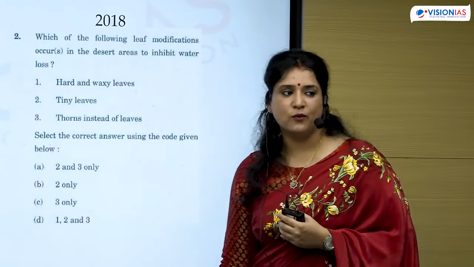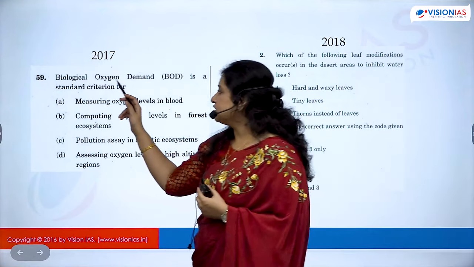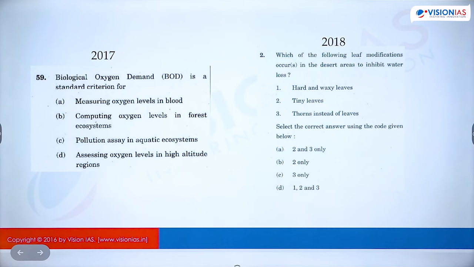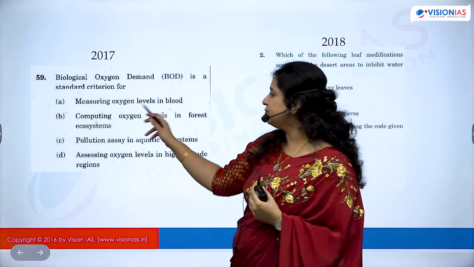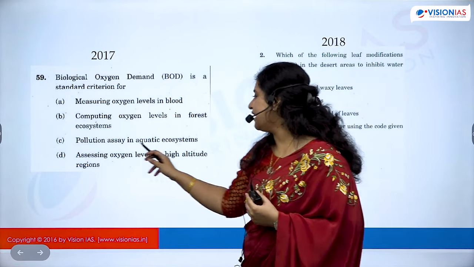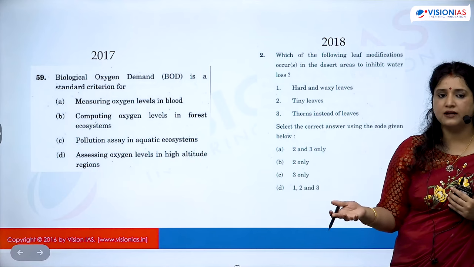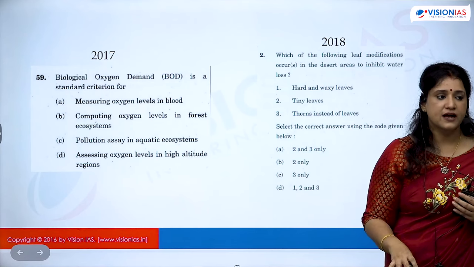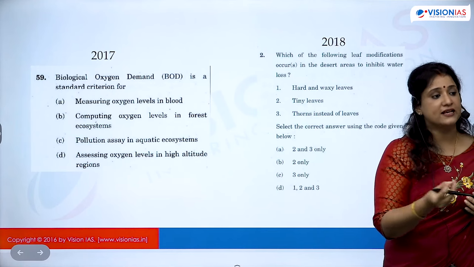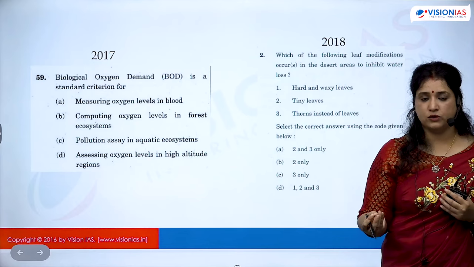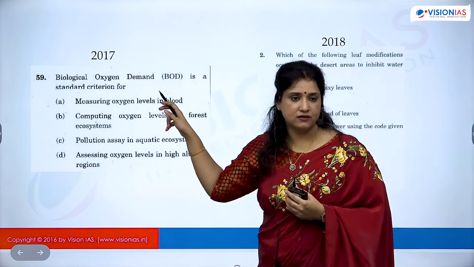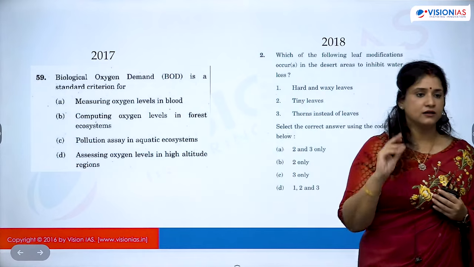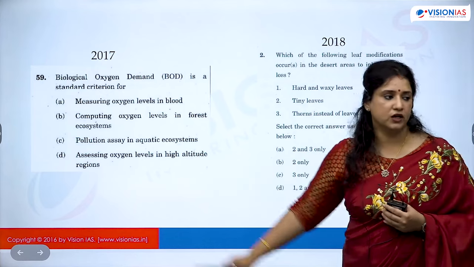थोड़ा एनसीईआरटी पे आते हैं, लेट्स कूल डाउन अ बिट. ओके, बायोलॉजिकल ऑक्सीजन डिमांड बीओडी इज अ स्टैंडर्ड क्राइटेरिया फॉर, पोल्यूशन एसे इन एक्वेटिक इकोसिस्टम्स. सो व्हाट इज ऑक्सीजन डिमांड? The more the pollution in that particular water body, the more will be the number of organisms. That means more organisms will take up more oxygen, and there will be lesser oxygen in the pond, in the aquatic ecosystem. Lesser the oxygen, lesser is the availability, that means more is the demand. Okay, so BOD is a identification marker for pollution in a particular water body.